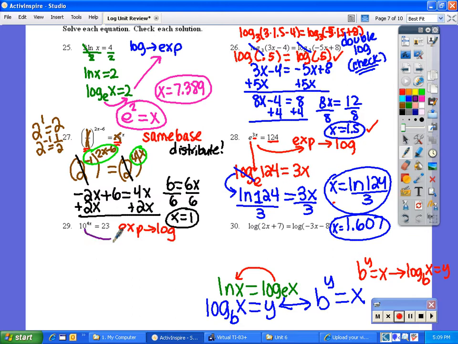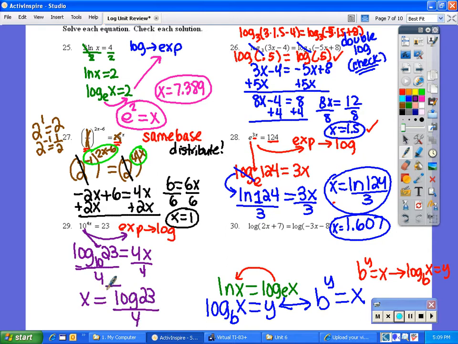So I'm going to go right to this. I don't need to isolate. So I'm going to write log base 10. The 23 goes next to the 10 now, and 4x. Divide both sides by 4 because I'm done. And my answer will be log base 10, which I don't need anymore because your calculator recognizes the base 10, over 4. Now if you leave a base 10, that's fine.